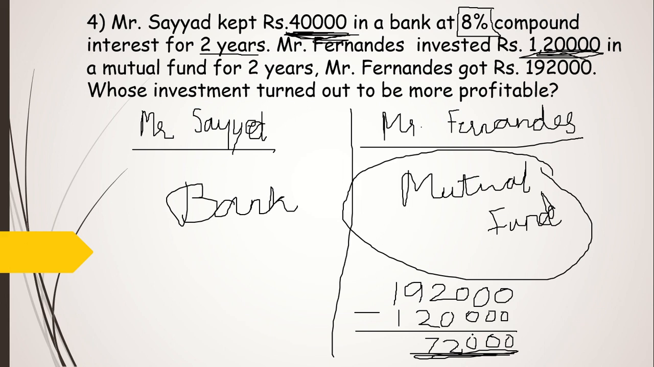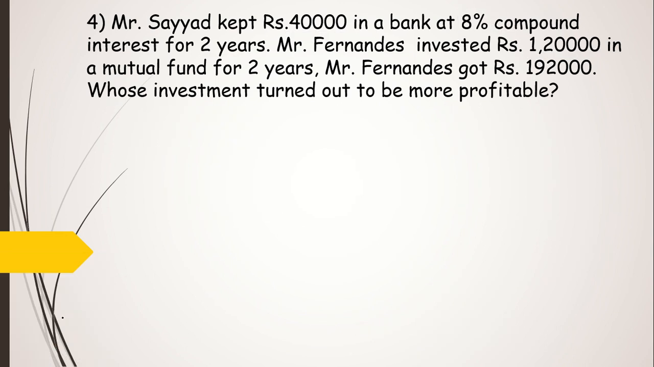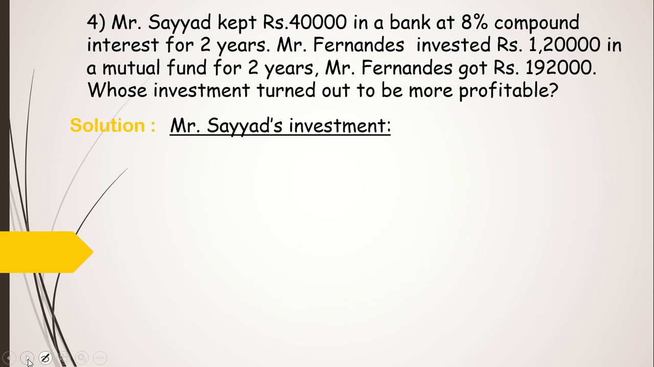But we will calculate both the profits in terms of percentage. Then only we will understand whose investment turned out to be more profitable. So let's see how we do it. Now Mr. Syed's part will be little bigger. For Mr. Syed, we have to use the formula for compound interest and solve it. So we know the amount that we put in the bank, it is called as a principal. It will be denoted by the letter P. Rate of interest R, that is 8%. And the period, it is for 2 years. So that will be denoted by the letter N.